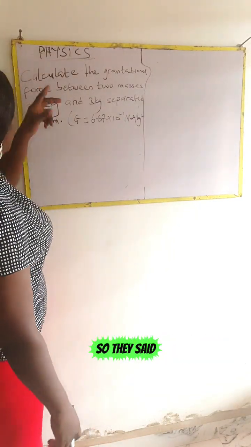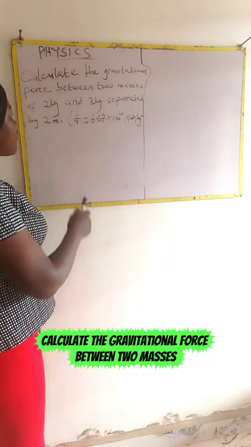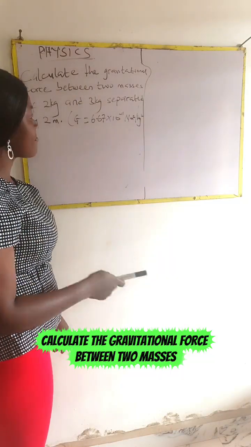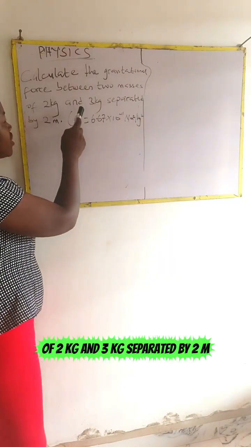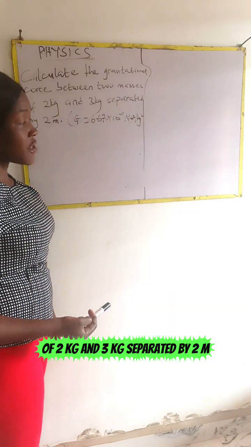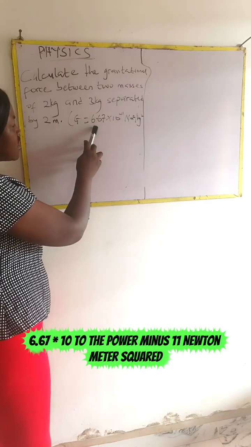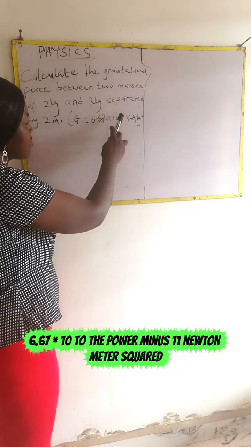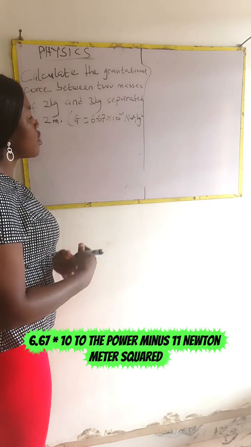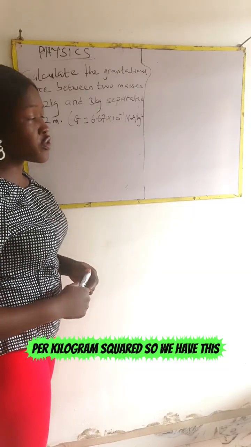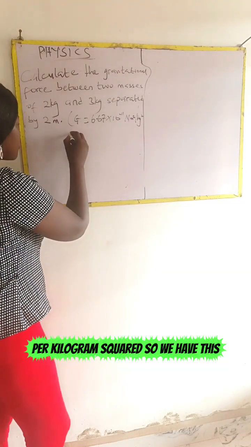Alright, so they said calculate the gravitational force between two masses of 2 kg and 3 kg separated by 2 meters. Now you should take G as 6.67 times 10 raised to the power minus 11 Newton meter squared per kilogram squared. So we have this.